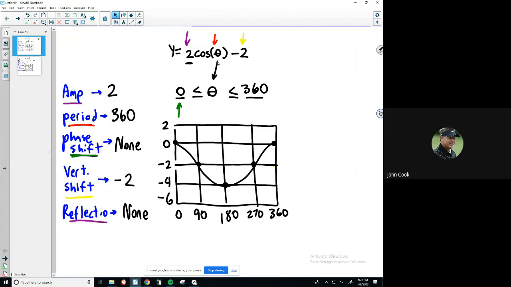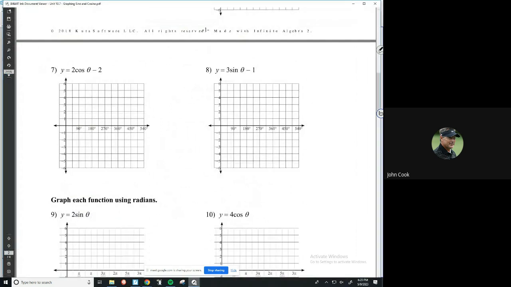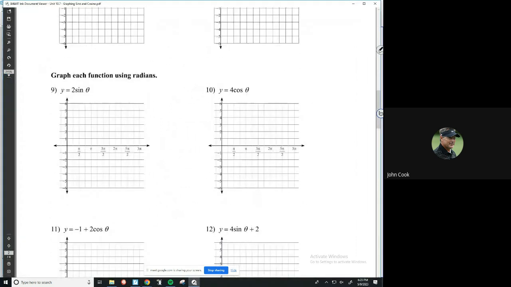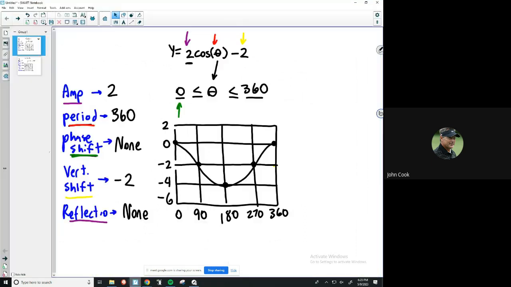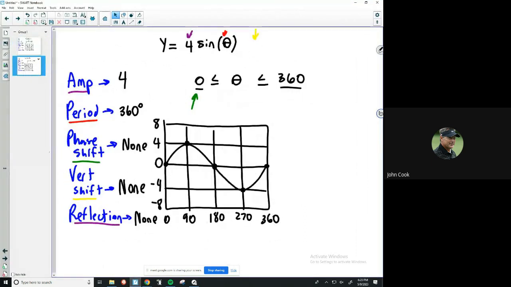Okay, we're going to keep going. So check it out. This is the box method. It's not that bad. Graph each function. Now we're using radians. So now we've got 2 sine of theta. So let's go to the sine graph. Sine graph's right here. So now it's going to be 2 sine of theta. So here's what we need to change. Instead of going from 0 to 360, now it's going to be from 0 to 2 pi. All right, and let's see what else gets changed.